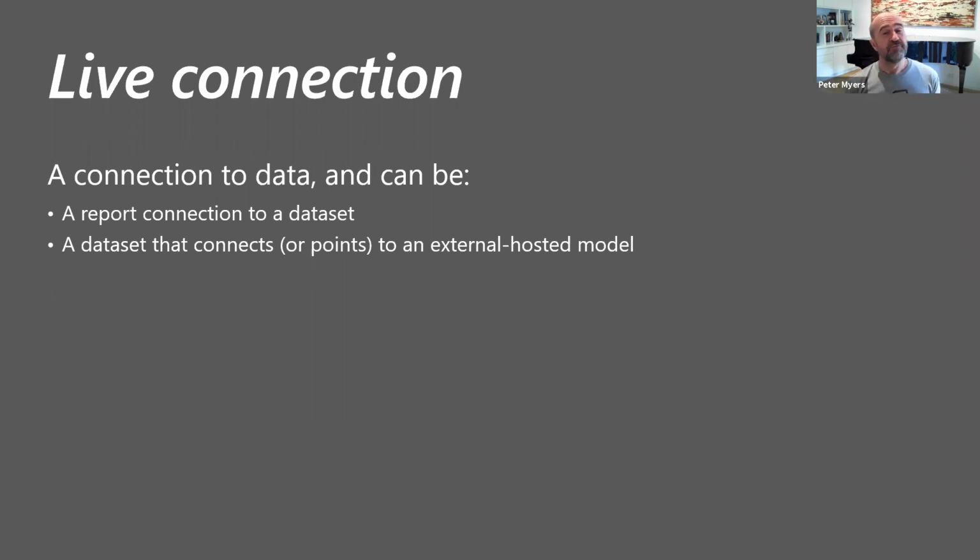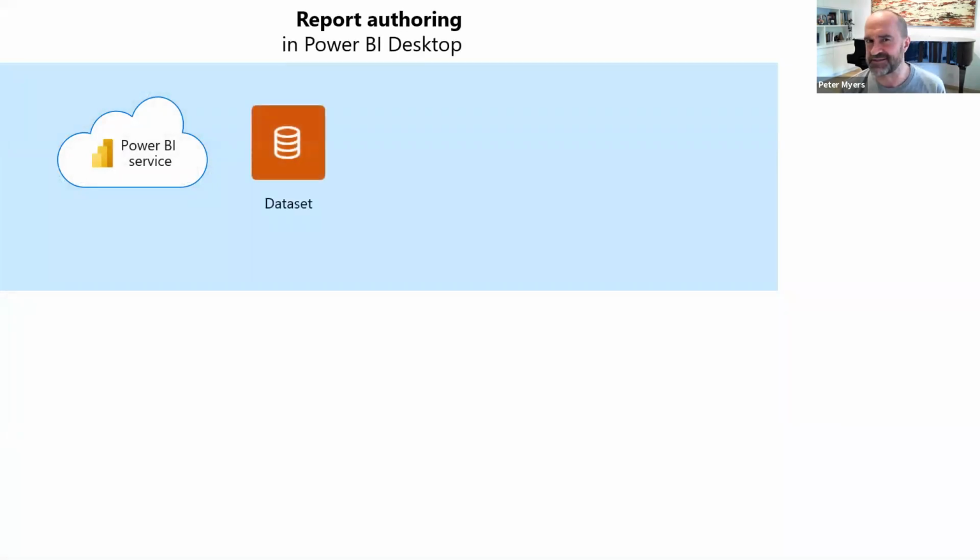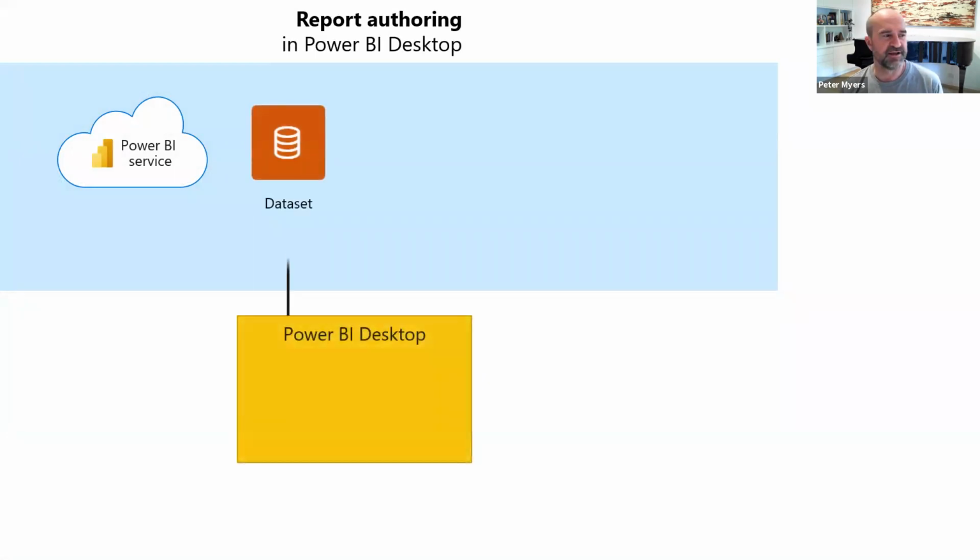In fact, it is an overloading of definition here, in that Microsoft use it in two different ways. First of all, when you're authoring a report in Power BI Desktop against a remote data set. So let's see by example: if you're authoring a report and the data set already exists in the Power BI service, then you open up Power BI Desktop and you do what is known as a live connection. In fact, if you look at the bottom right-hand corner, there's a status in Power BI Desktop that says you are live connected to dataset ABC.